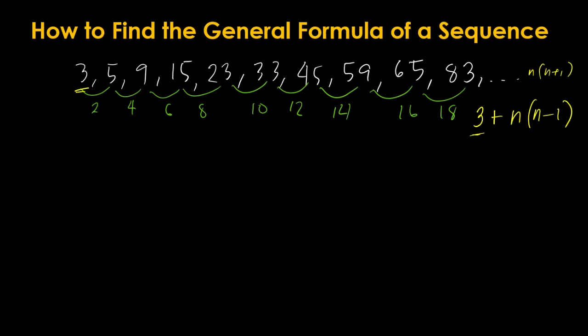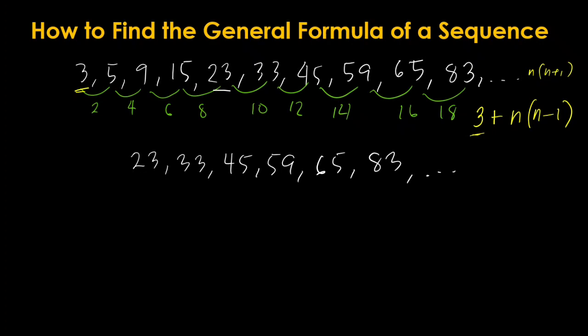Now suppose the sequence didn't start from 3. Suppose it started from 23 instead. So the sequence is like this: 23, 33, 45, 59, 65, 83.